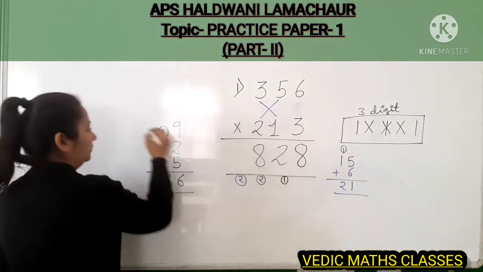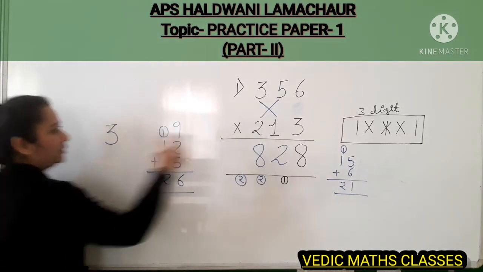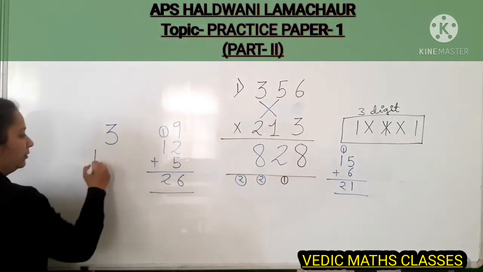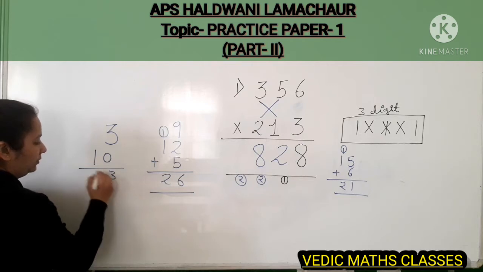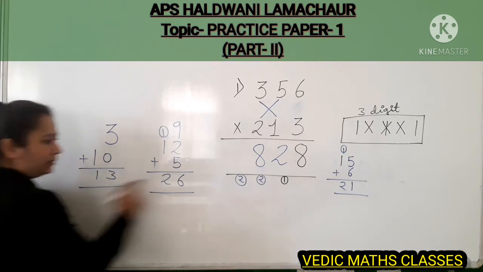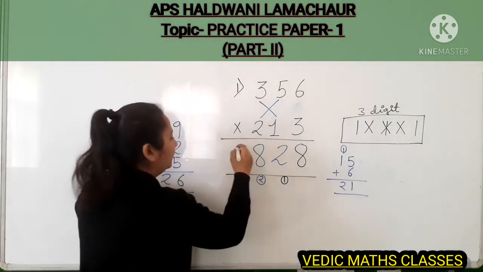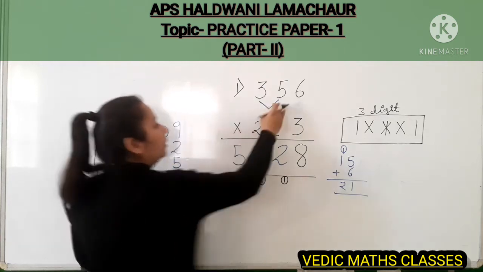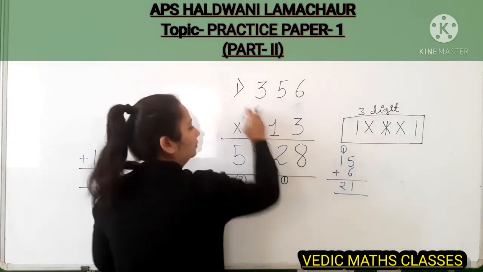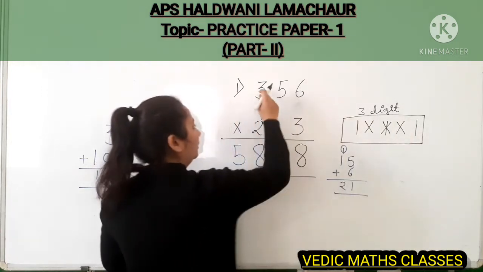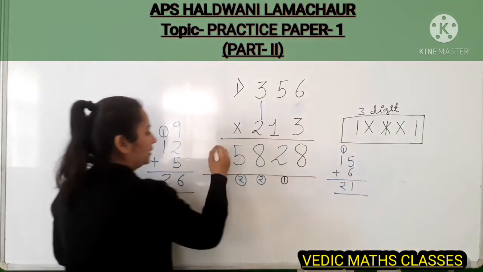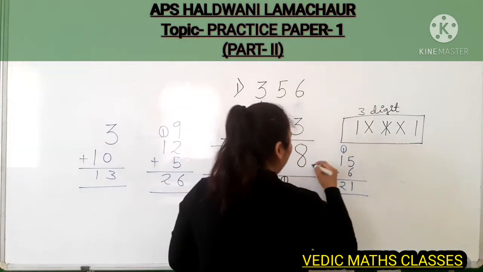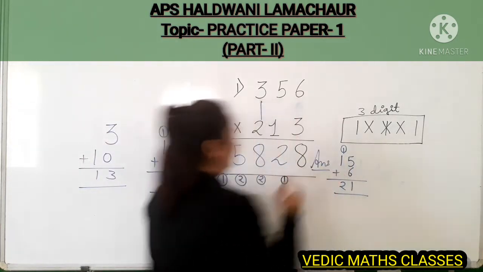3 1s are 3 and 5 2s are 10. 13. 13 plus 2, 15. 5 here, 1 carry. Now after 2, 1. 3 2s are 6, 6 plus 1, 7. So this is your answer.